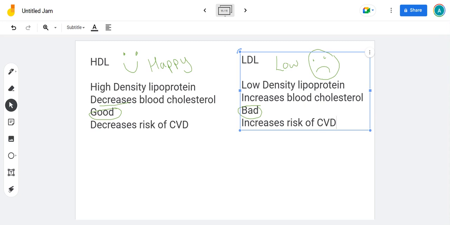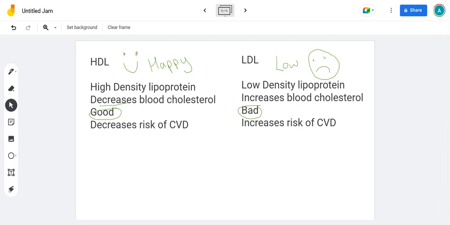If you've got high HDLs, that's going to be a good thing. If you've got high LDLs, that's a bad thing. Now, we all have both. We all have HDLs and LDLs, but it's the ratio between the two that's going to make a difference. And that ratio is partly genetic.